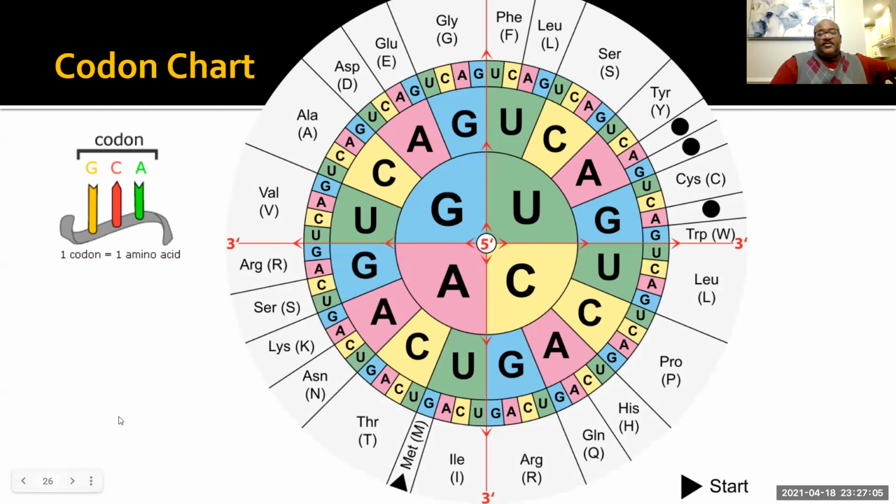Okay, now this is the wheel, and on your class assignment today you're going to have to use this wheel to tell what amino acids the different codons you're given translate into. And it's easy, like GCA. You start in the center, so you go to G, then you work from the center out, so then you go to C, and then you go to the outer wheel and you find A. So GCA would code for alanine. That's how you do it.